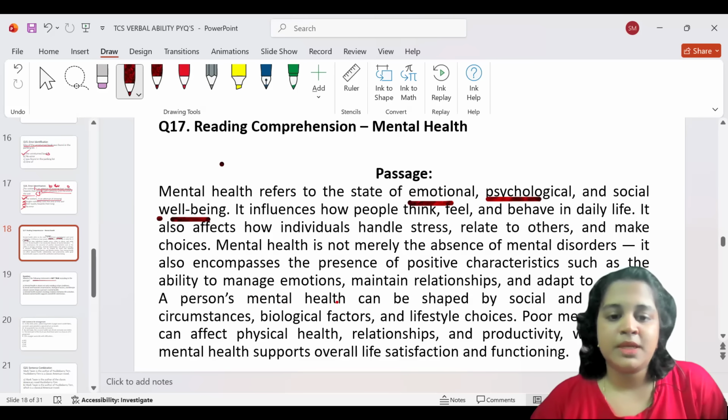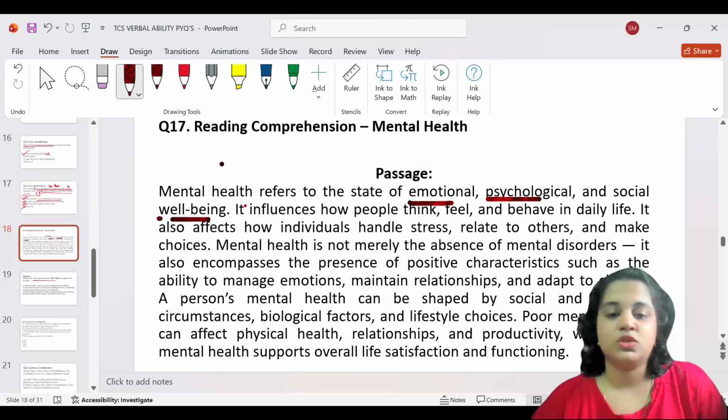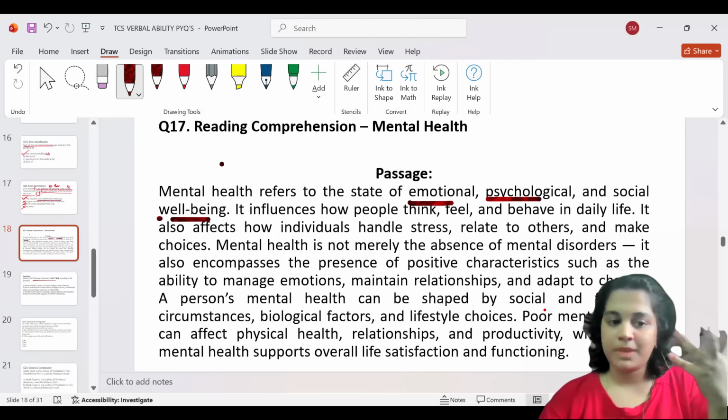A person's mental health can be shaped by social and financial circumstances, biological factors, and lifestyle choices. Poor mental health can affect physical health, relationships, and productivity, while good mental health supports overall life satisfaction and functioning. So, this passage seems to concentrate more on mental health.